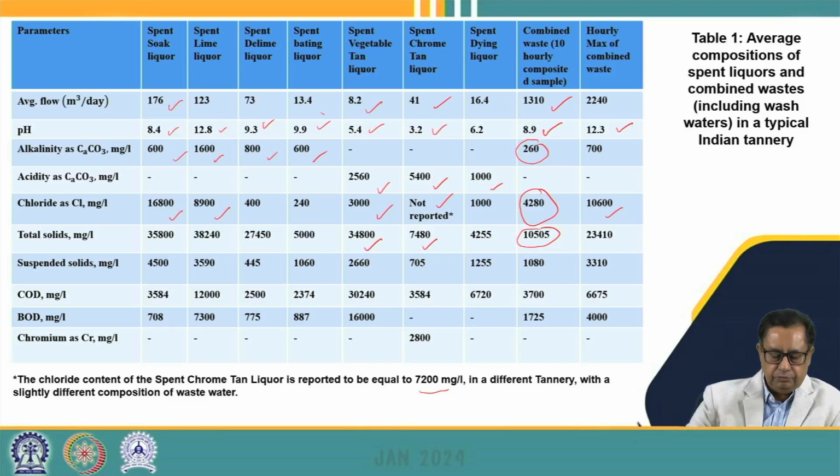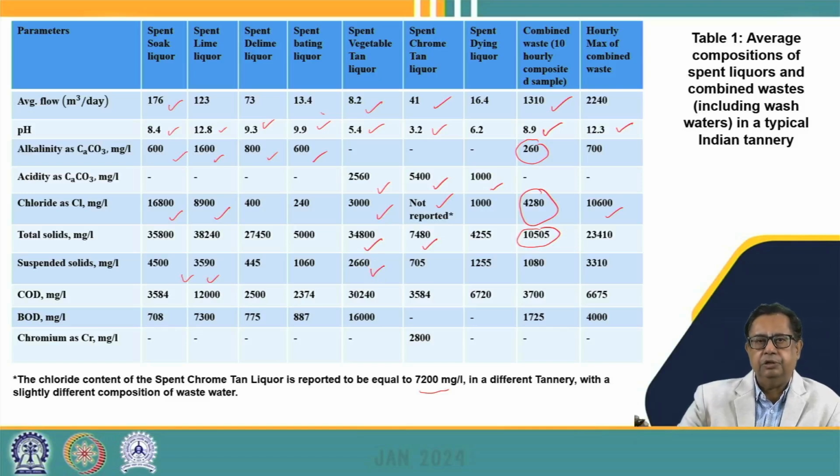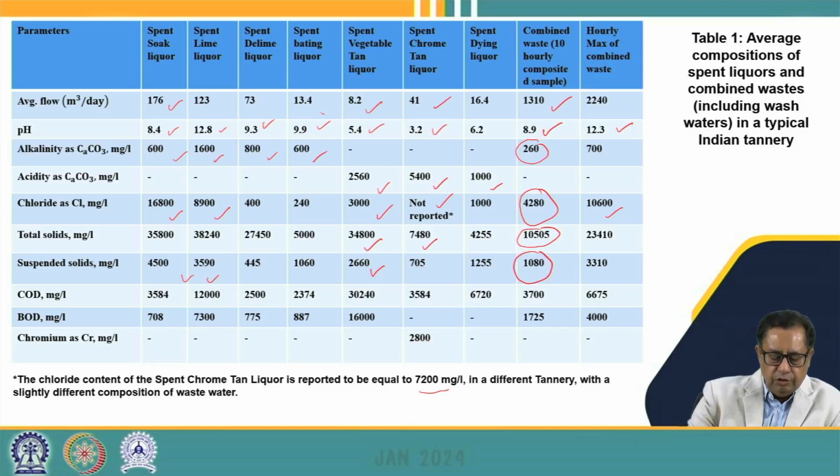Suspended solids are also high in the initial stages because of the dirt particles and other particles which are present, and this may reduce further, and then again increase in the vegetable tan liquor because of the certain material that we use, which uses the extracts of the trees and the bark, etc. So this may increase the suspended solids, and it may be around 1080 in the combined waste.